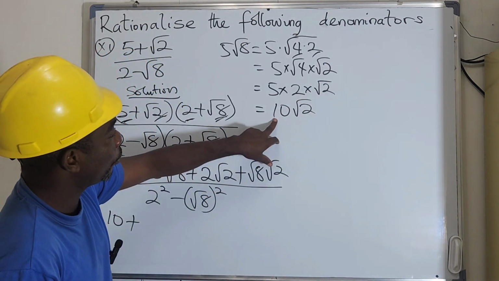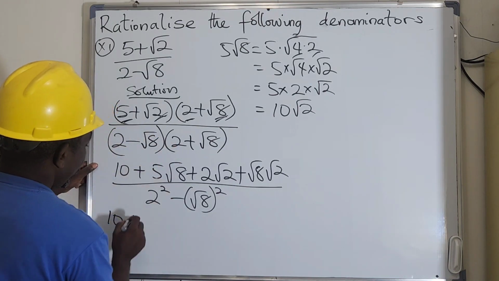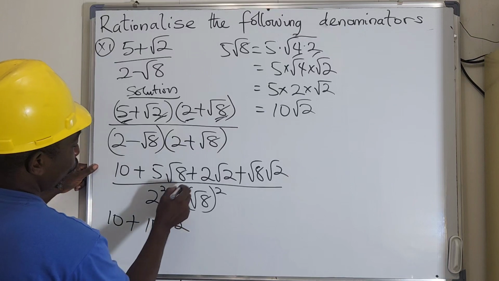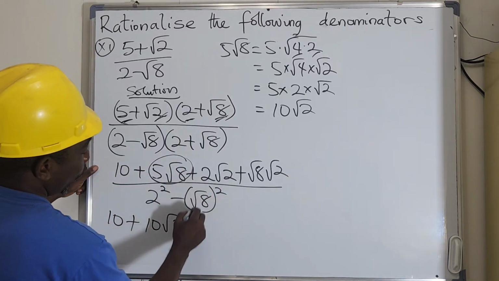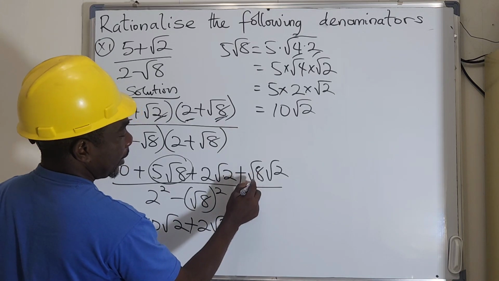So we are going to replace this in this place. So here will become 10 plus 10 root 2. That is for this place. Then we have plus 2 root 2. Then we have here 8.